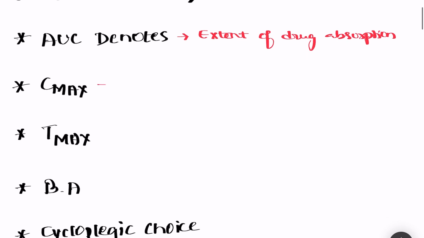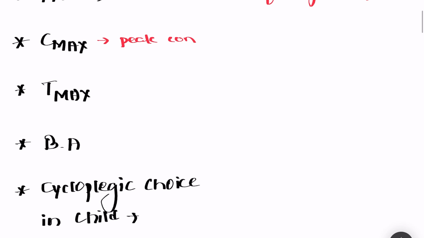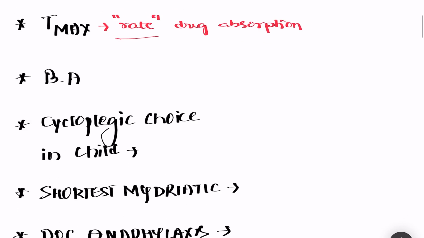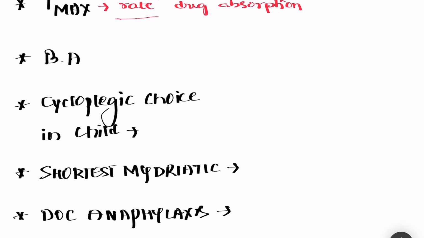So what about the Cmax? Cmax will tell you about the peak concentration that is reached. What about the Tmax? Tmax will tell you about the rate of drug absorption. Please remember, it tells you about the rate of drug absorption, whereas the area under the curve will represent the extent of drug absorption, whereas the Tmax will represent the rate of drug absorption.